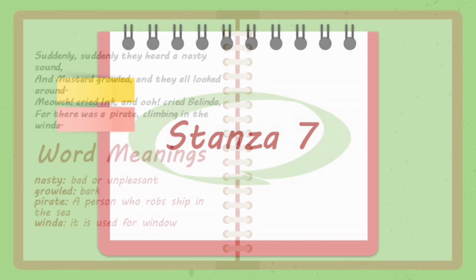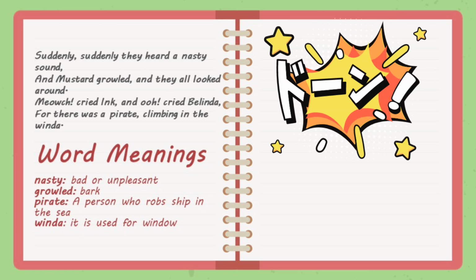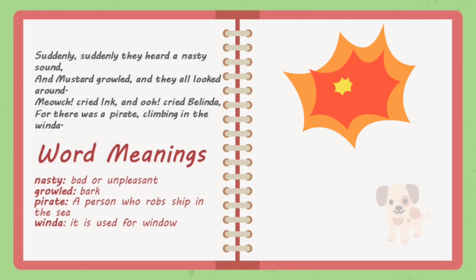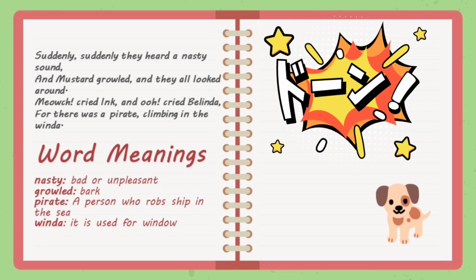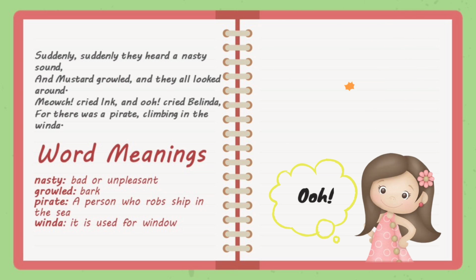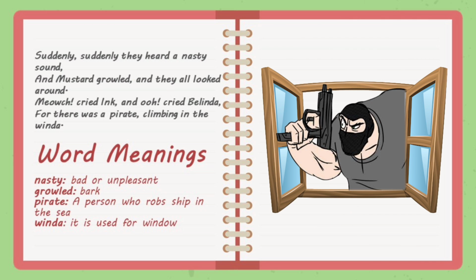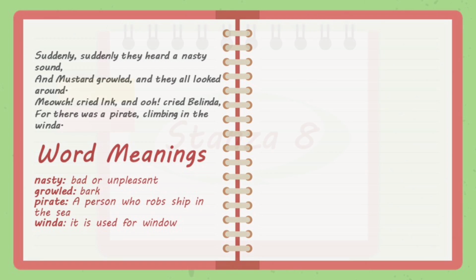In stanza 7, one day all the inmates of the White House heard an evil, frightening sound at which Mustard, the dog, sensing trouble, started growling. The cat Ink mewed, and Belinda cried out of fear. In fact, all of them were terrified to see a pirate climbing into the house through a window. The stanza shows that the brags of bravery by Belinda, Ink, Blink, and Mustard proved to be hollow when face to face with the pirate.